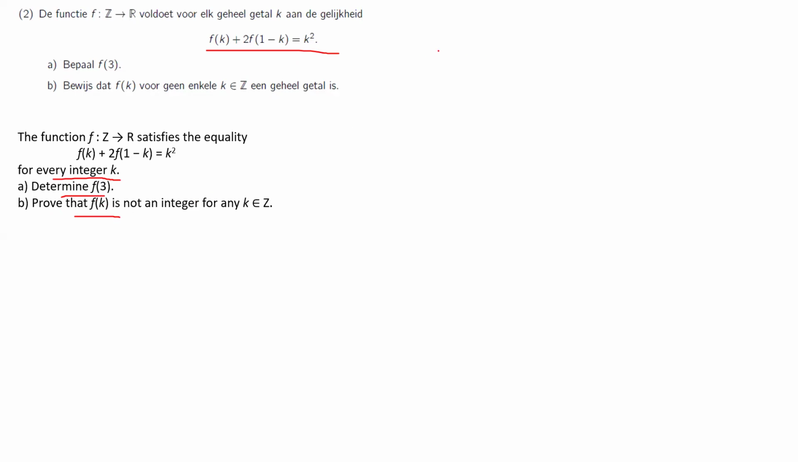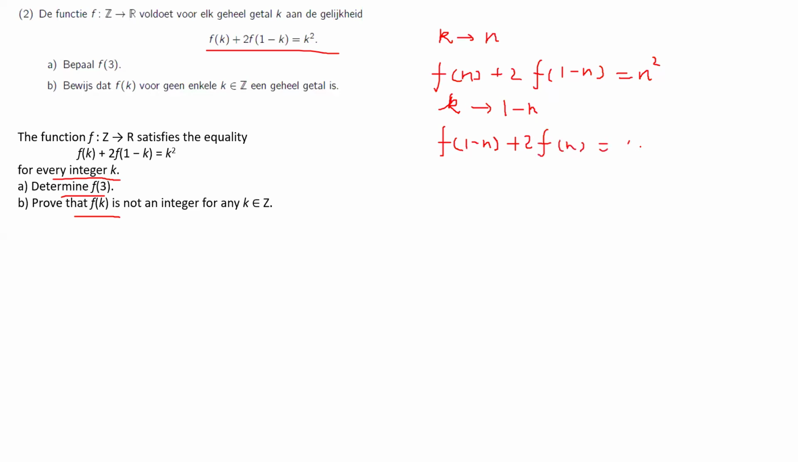Okay, so let's replace k with n. Then we have f(n) plus 2 times f(1 minus n) equal to n squared. And then in the next step, we replace k with 1 minus n. So here we have f(1 minus n) plus 2 times f(n) equals (1 minus n) squared.